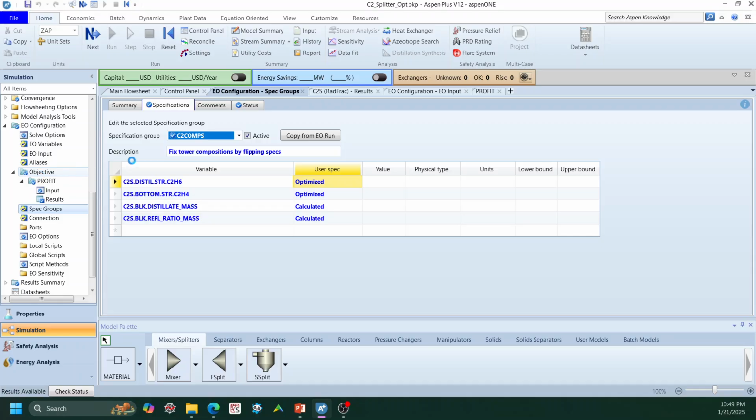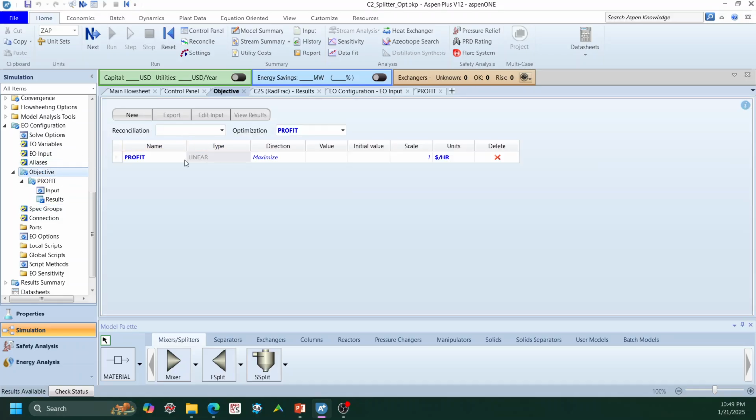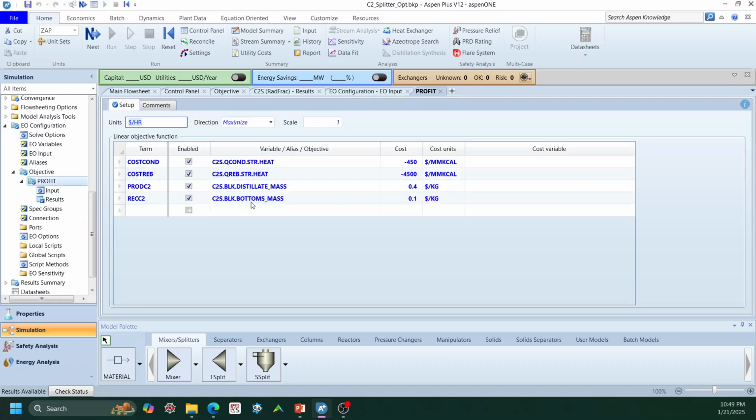We define the objective function over here. We find the profit, click new, and then click on profit, and the direction is to maximize, and then we put scale 1, and the unit is dollar per hour. We maximize it, and then we simply run first to get all of these variables available, which we can then create from here.